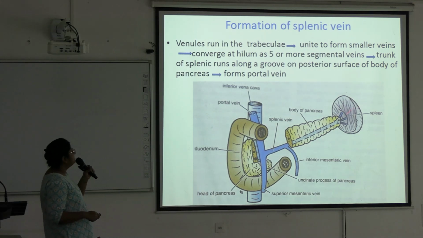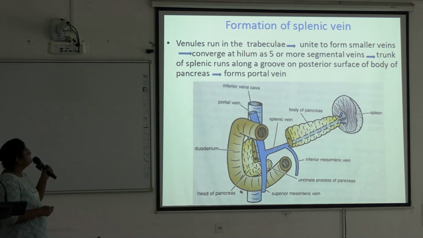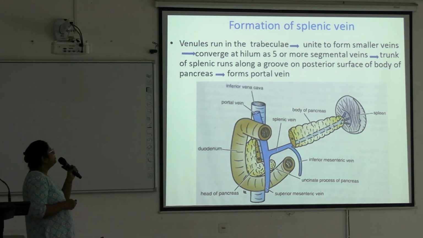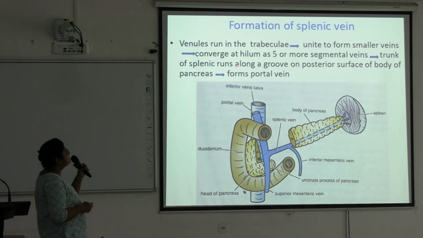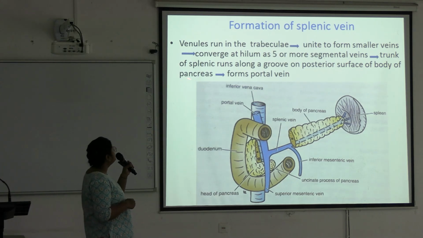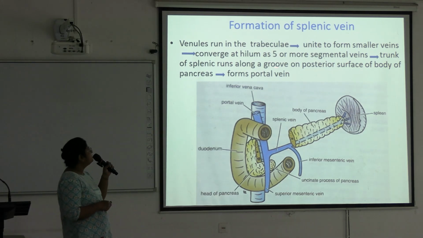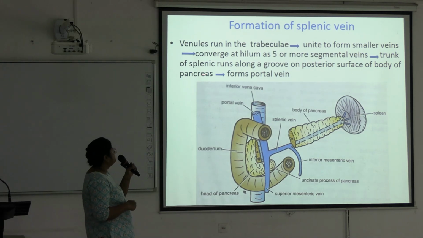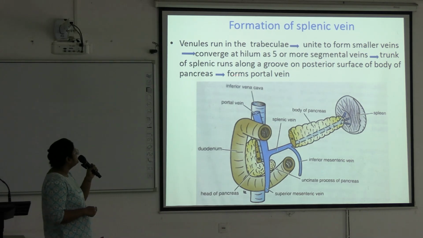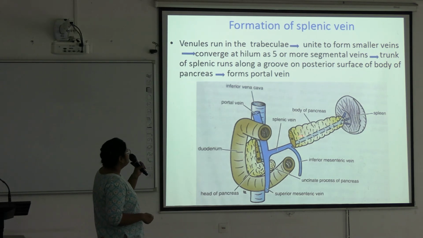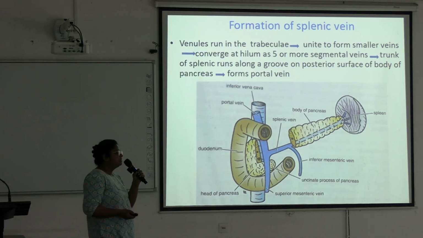Next, formation of the splenic vein. Venules running in the trabeculae unite to form smaller veins. They converge at the hilum of the spleen as 5 or more segmental veins that form the trunk of the splenic vein, which runs along a groove on the posterior surface of the body of the pancreas and forms the portal vein. Okay, so this is how venous drainage of the spleen occurs.